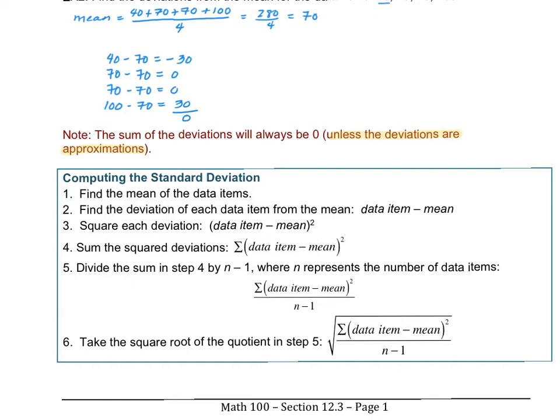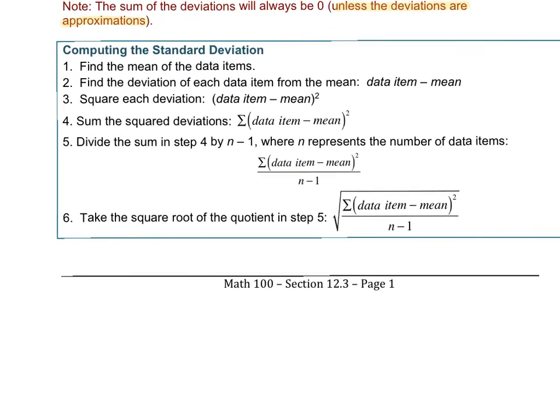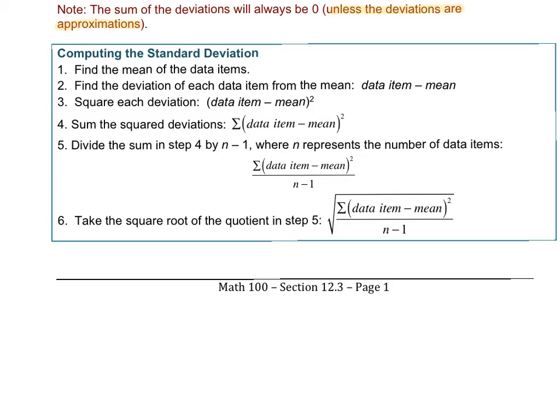Now that we know what a deviation is, we can compute the standard deviation. Here's a formula. The first step is you need the mean, and then you need to find the deviation. So we already did that in our previous example. The third step is that you're going to take each one of those deviations and you're going to square them. So what that does is if the deviation is negative, it'll turn positive. So you're going to take the data item minus the mean, that's your deviation, and then you're going to square the whole thing.